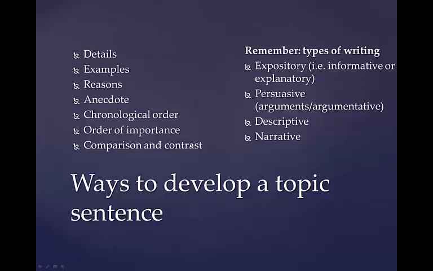Now, there are a few things that may sometimes not work, like descriptive. You may not use order of importance. I don't know. Some narrative, you probably wouldn't use order of importance. It would probably be chronological. But for the most part, all of these are options. And really, when you decide which ways to develop your topic sentence, you're considering more of the topic than the type of writing.